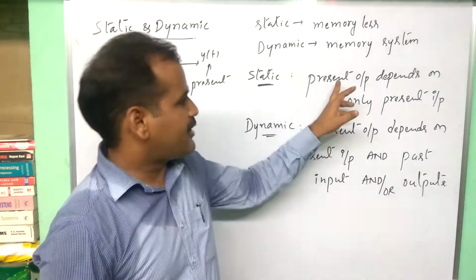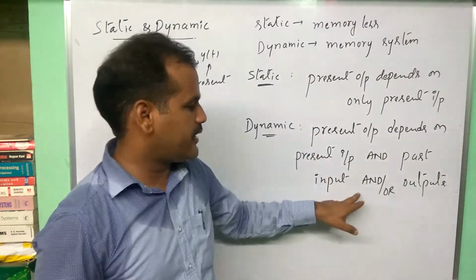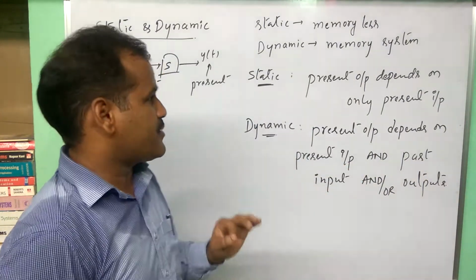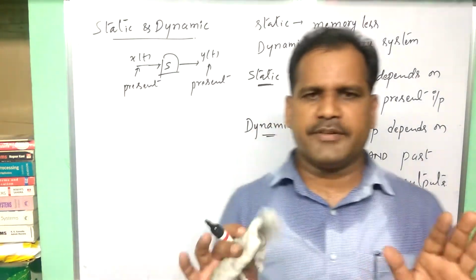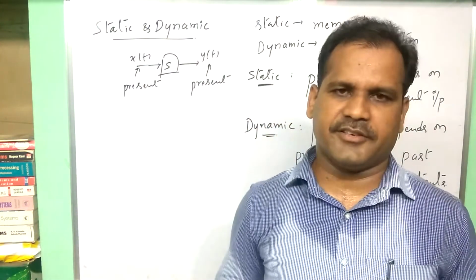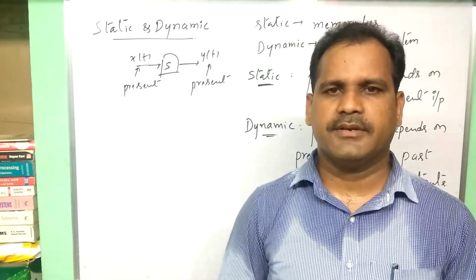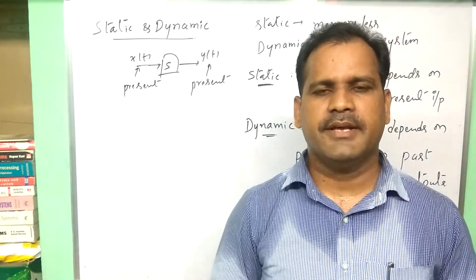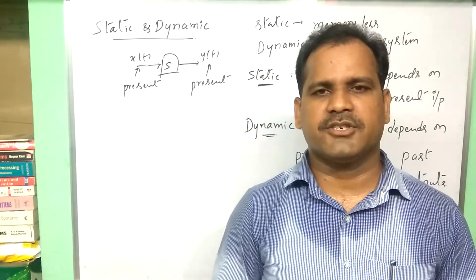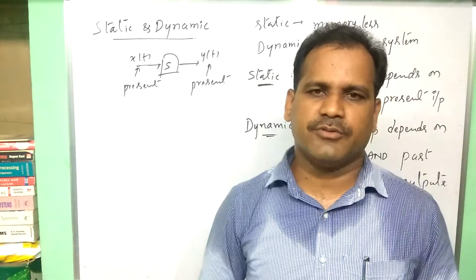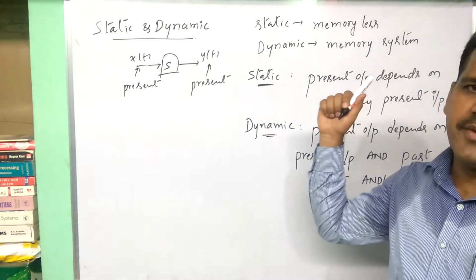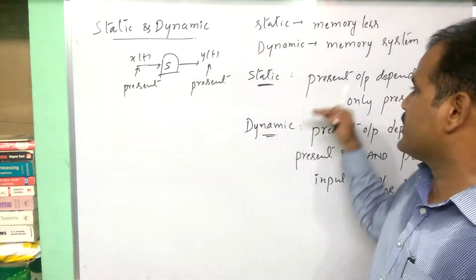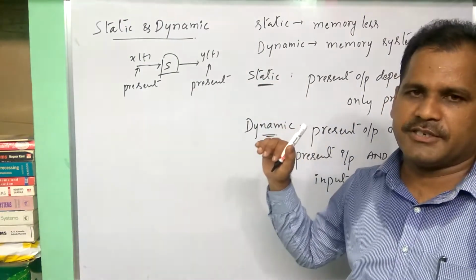Present input is there. Here also present input is there. Here there are no past values. Here a past value should be there. That is the only difference. Whether a past value is there or not, we have to verify. Or simply we can remember it like this: static system means only present values are there. In all other cases, it is a dynamic system. It should have some memory to store the past values. That's why it is also called a system with memory. This is memoryless. It cannot store any past values of inputs or outputs. Like that we can differentiate these two classifications, static and dynamic.